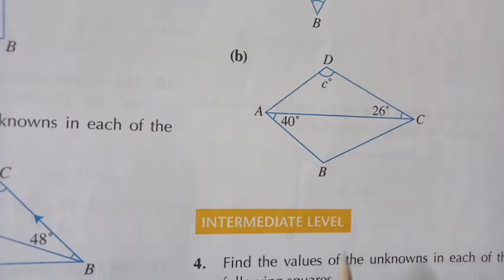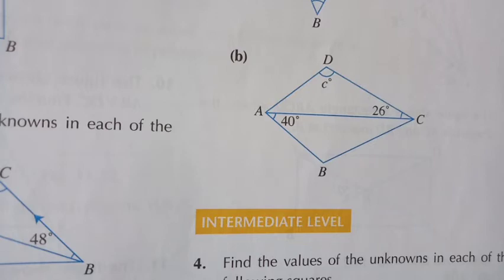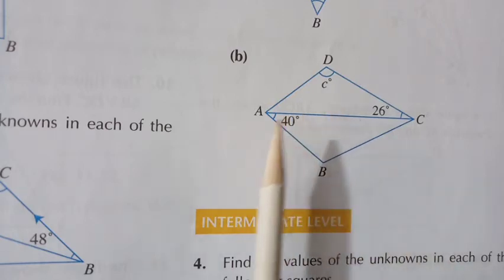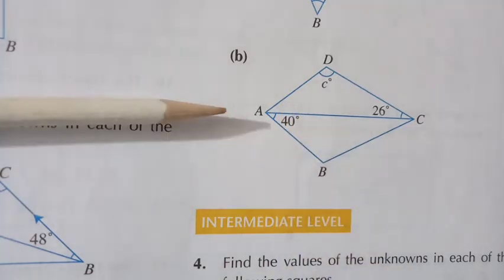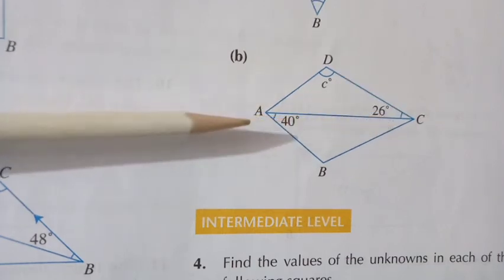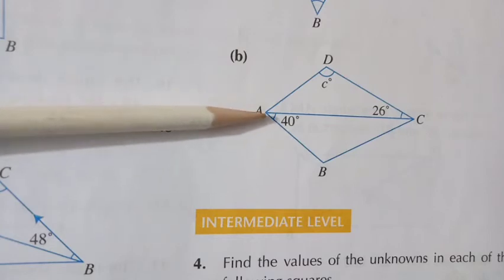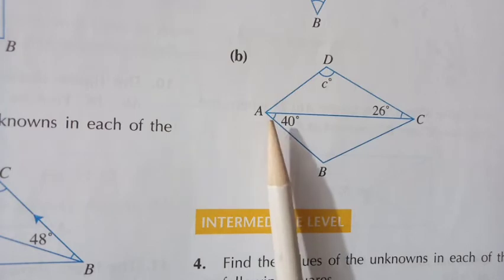In part B, also this is a kite, and we have to find out the unknown angle C. To find out this angle C, we will consider the triangle ACD. But a problem there. Why? Because this angle is unknown. No, this is known for us. We have to work this way, as the diagonal in the kite bisects the angle. So this internal angle is bisected.